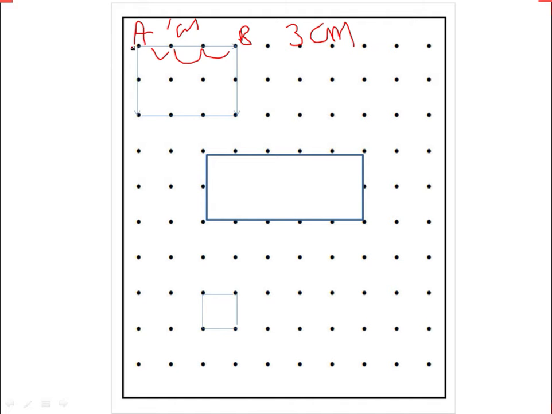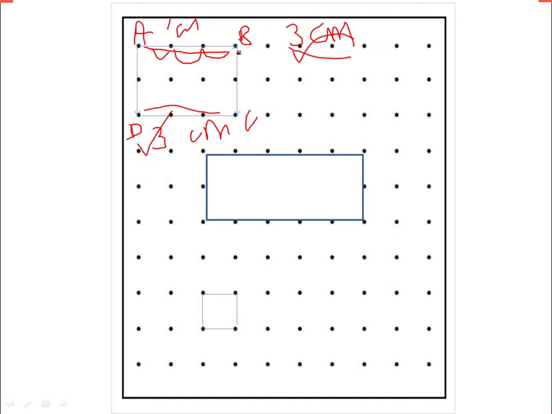Now suppose the distance between A and B, or side AB, is 3 centimeter, then what will be the distance of C and D? Again 3 centimeter, isn't it? Because in a rectangle two opposite sides are equal. So if this side is 3 centimeter, automatically this side will also be 3 centimeter. Now we have counted two sides. The measurement of side AB is 3 centimeter, and the measurement of side DC is also 3 centimeter.